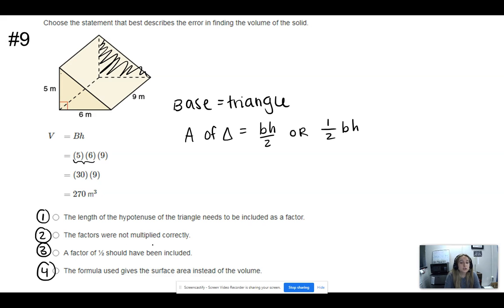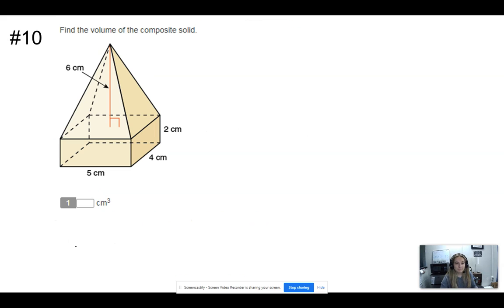Well, it says a factor of 1/2 should have been included. So it should have been included right in this step. There should have been a 1/2 here. So I know that 3 is where they made their error. Make sure you have that down and let's move on.